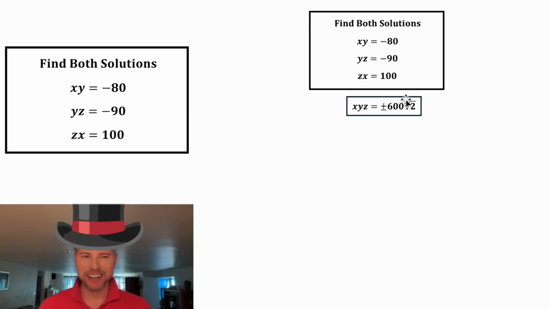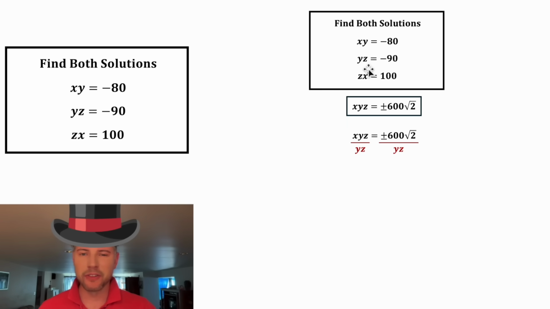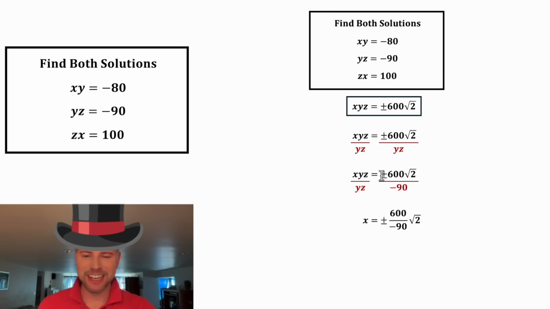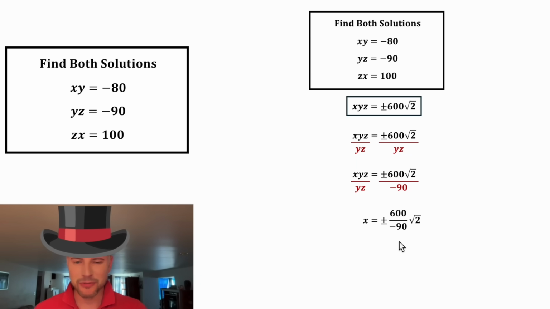Now, this is the fun part. Let's take this and copy it down here, and let's divide both sides of the equation by yz. And then up here, we observe that yz was equal to negative 90. So let's change this one on the right into negative 90. So now on the left-hand side, xyz divided by yz will give us x. Pretty cool, huh? And then on the right-hand side, we can copy down the plus minus. We can copy down the fraction 600 over negative 90, and we can copy down the square root of 2. And now we have a value for x. We still got to simplify it, but this was pretty cool, wasn't it?